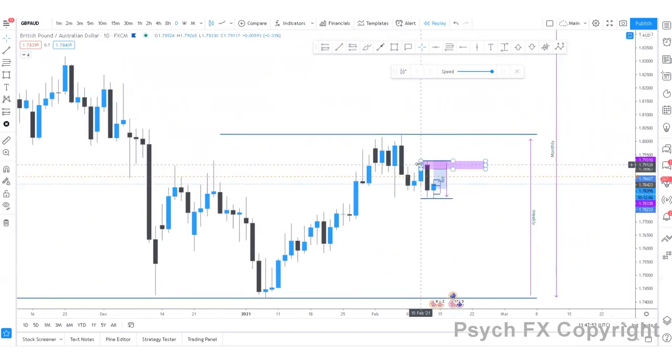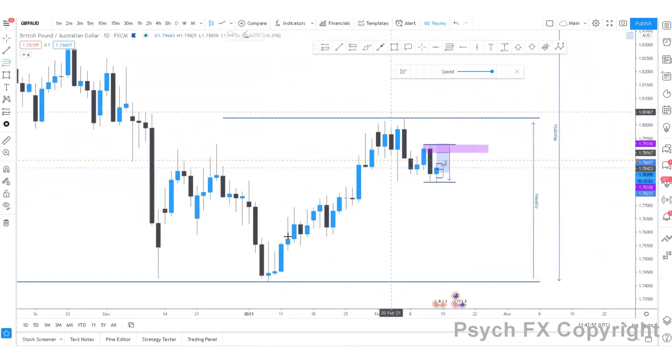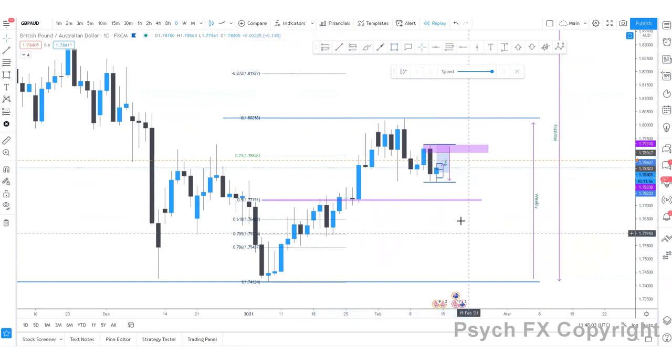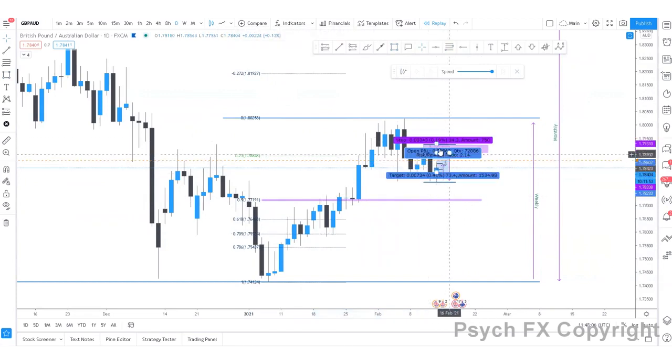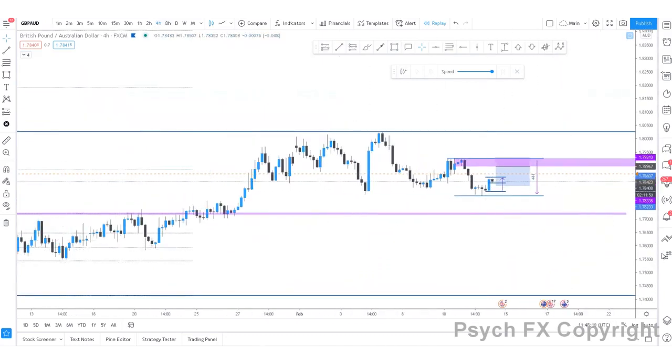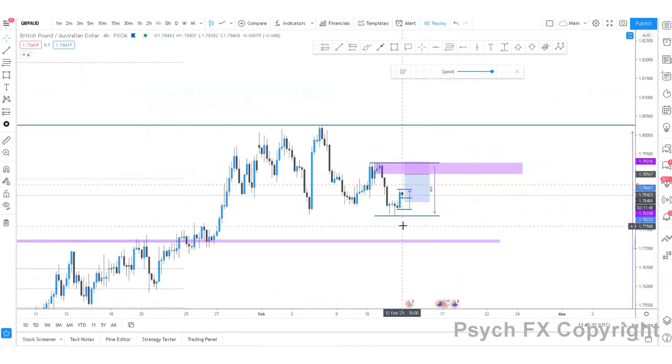So we can see here on the daily, we have a bearish range. This is a bullish weekly range, and the 50% is down here. So we are in a bearish range on the daily right here. On the 4-hour, we are also bearish. It's the same range on the daily as it is the 4-hour, and you'll find that quite a lot.